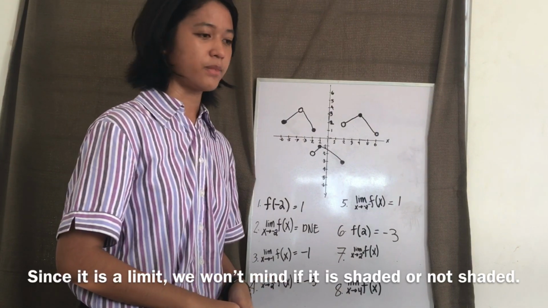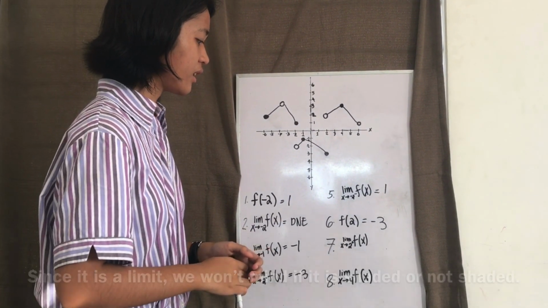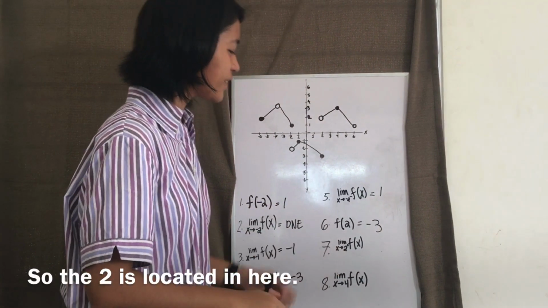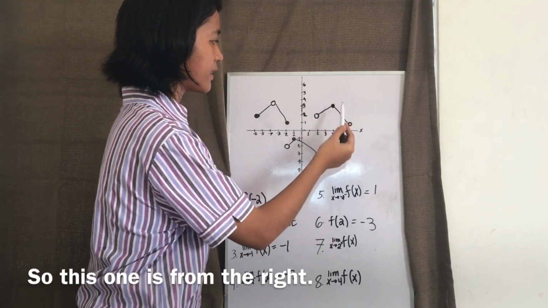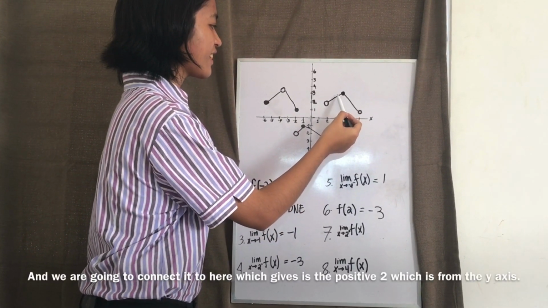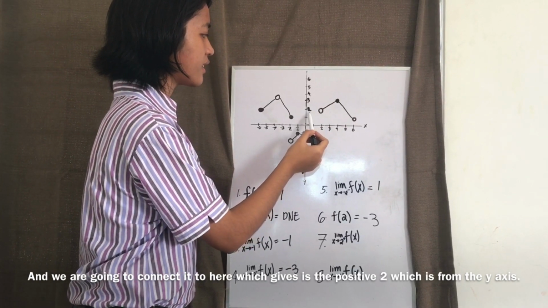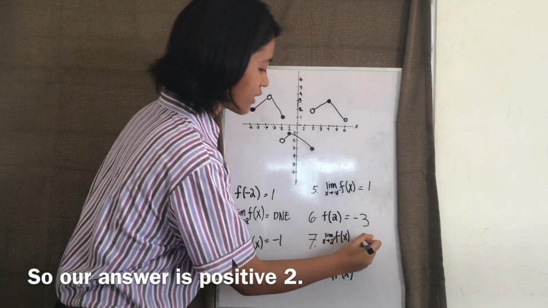The given of number 7 is the limit of f of x as x approaches 2 from the right. Since it is a limit, we won't mind if it is shaded or not shaded. So the 2 is located from here. This one is from the right, and we're going to connect it to here, which gives us the +2 from the y-axis. So our answer is +2.